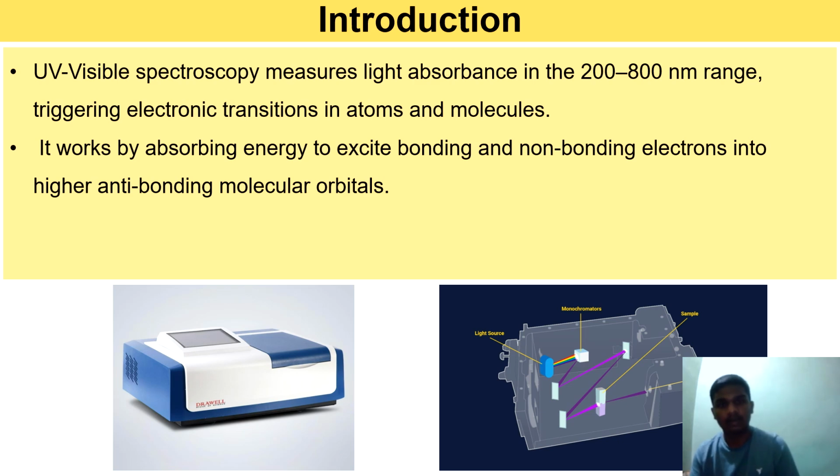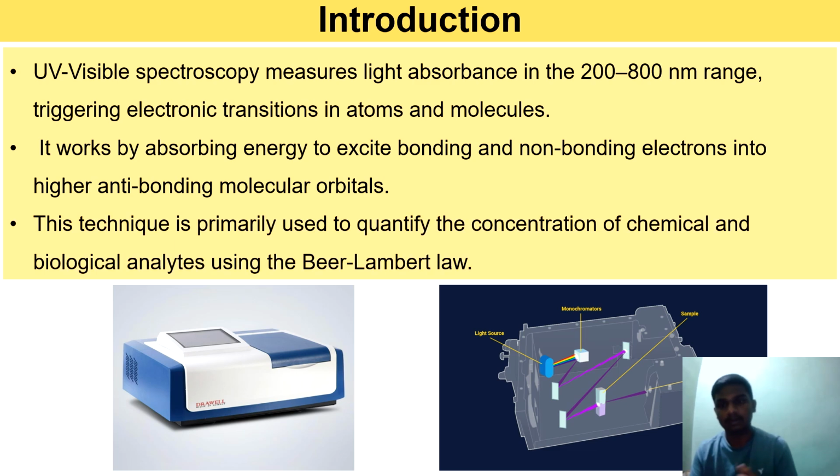In this, the molecules containing bonding and non-bonding electrons can absorb energy in the form of ultraviolet or visible light to excite these electrons to higher anti-bonding orbitals. It's basically used in identifying the concentration of absorbing analytes in a solution using the Beer-Lambert law. It's also used in chemistry for quantitative determination.